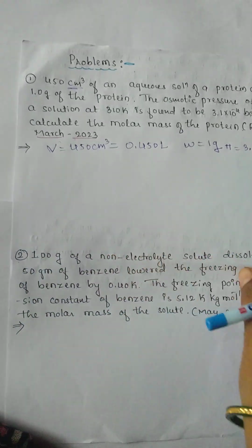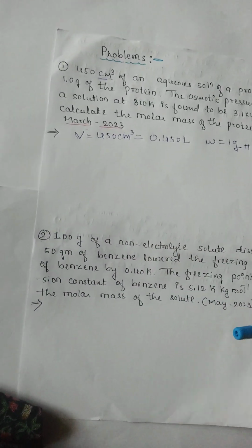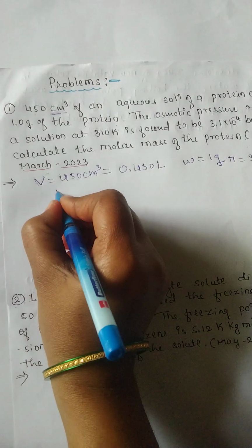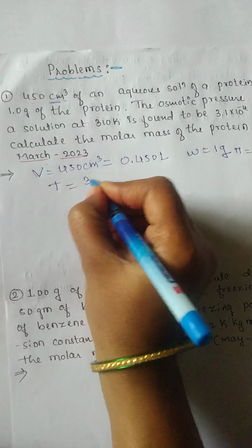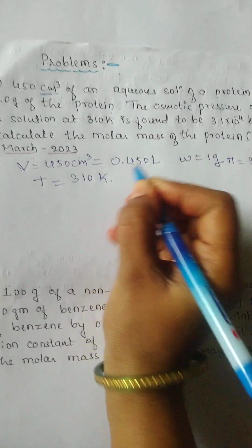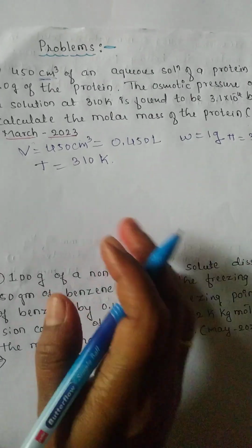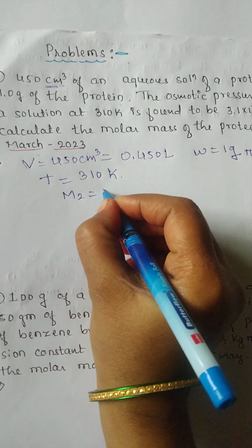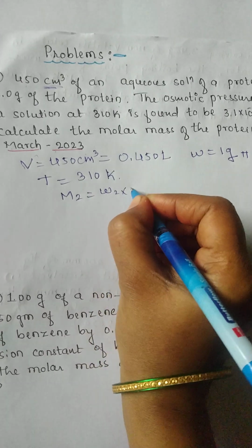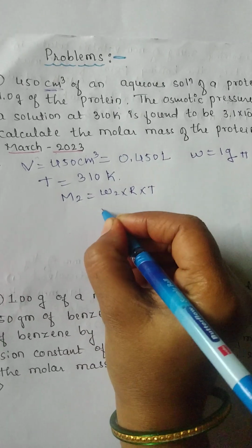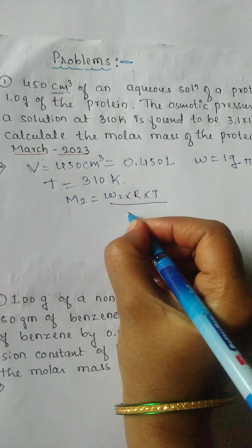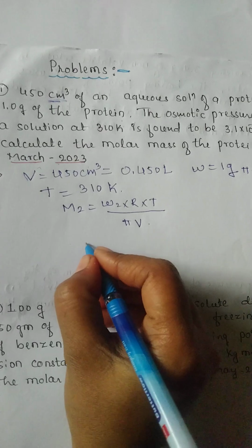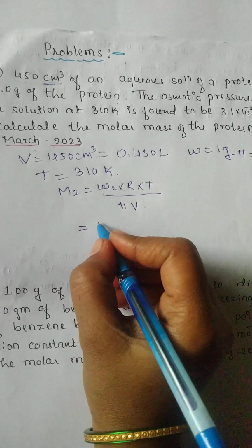Then the temperature is given, 310 Kelvin. Okay, now write the formula. M2 is equal to W2 into R into T divided by pi into V. Okay, let us substitute all the given things.